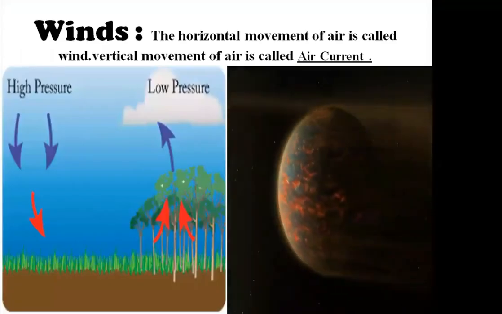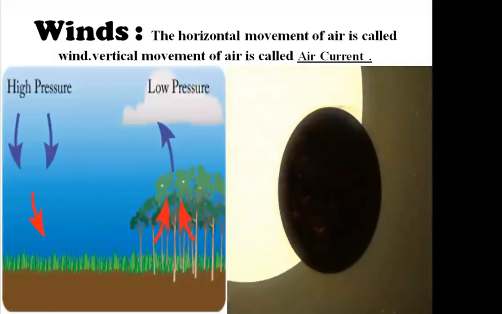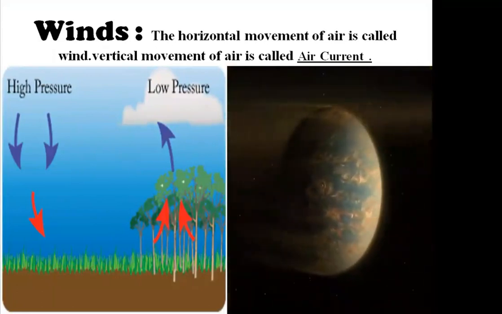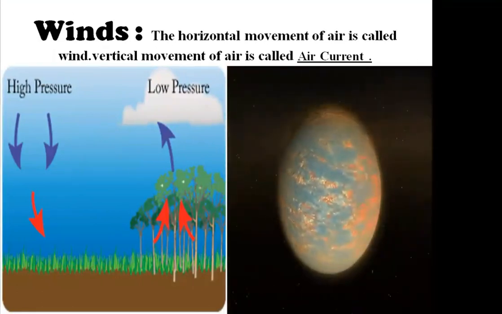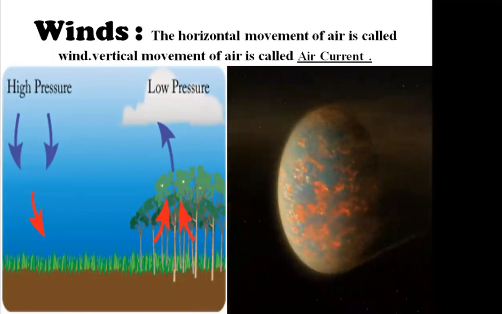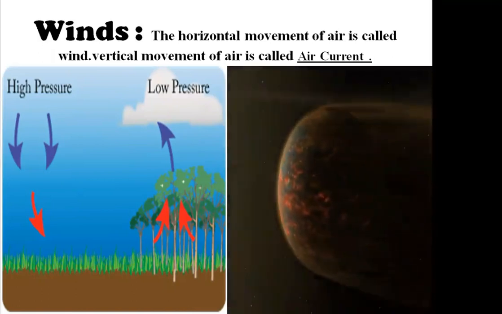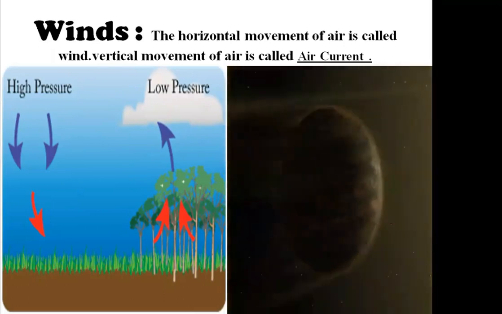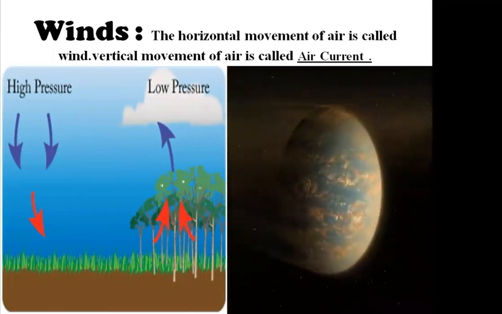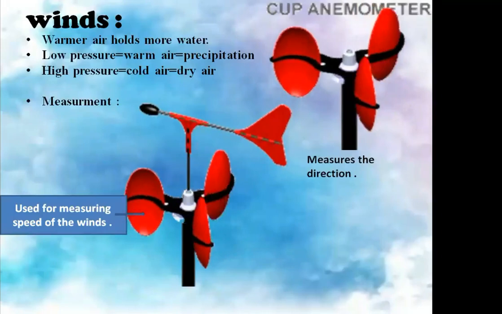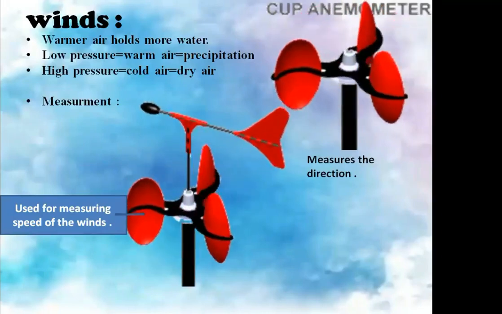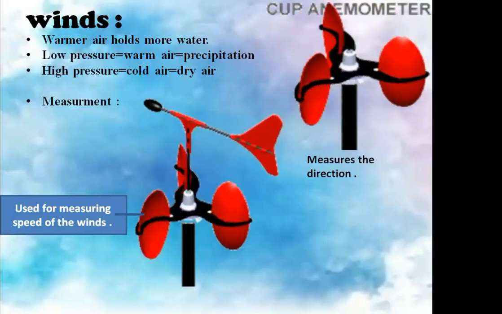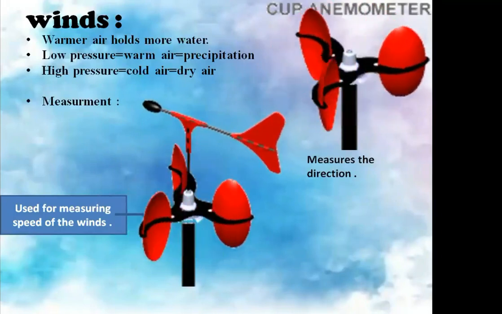Winds. The variation in atmospheric pressure on the Earth's surface leads to the movement of the air. The horizontal movement of the air is called wind, and the vertical movement of the air is called air currents. The instrument used to measure the speed of the wind is called an anemometer, and the one used to measure the direction is called a wind vane.